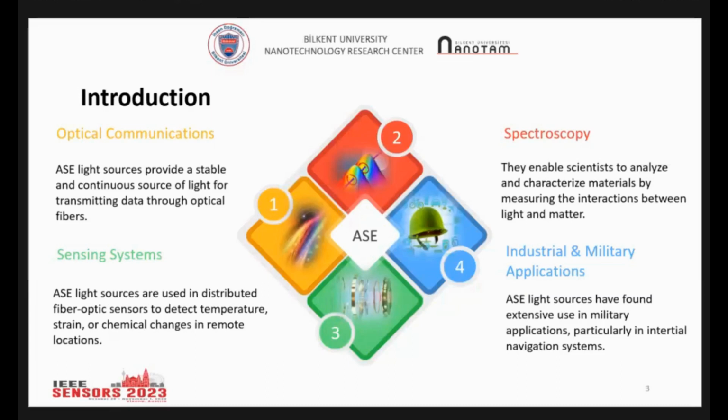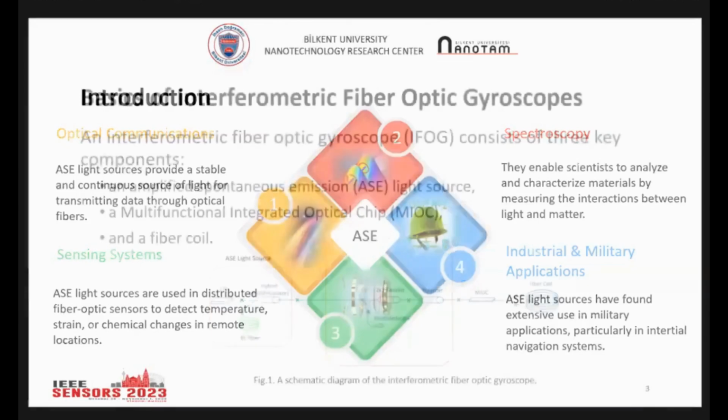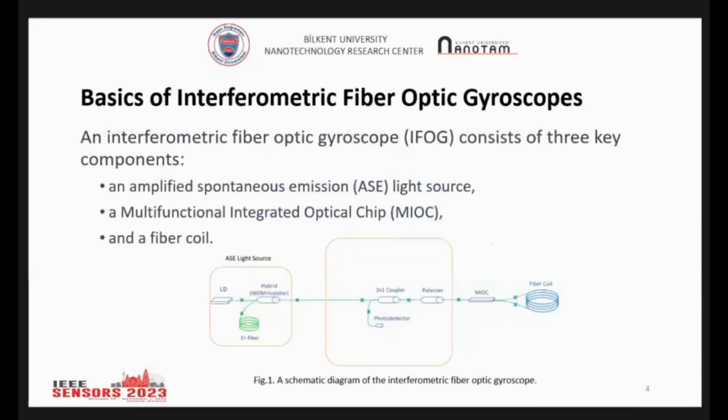The other application area is sensing systems. For this, we are all listening to the presentation about the distribution systems. ASE light sources are also used in this field for the detection of temperature, strain, or chemical change. So I will specify the topic, as I mentioned, the industrial and military applications. We are working on the topic, particularly inertial navigation systems. The most popular inertial navigation system is the fiber optic gyroscope.